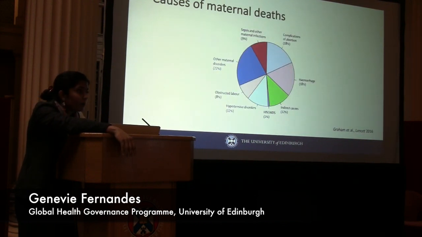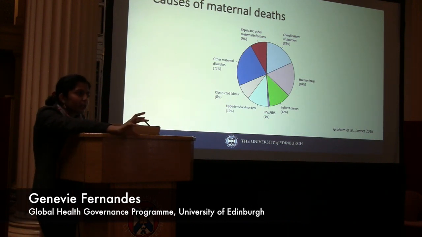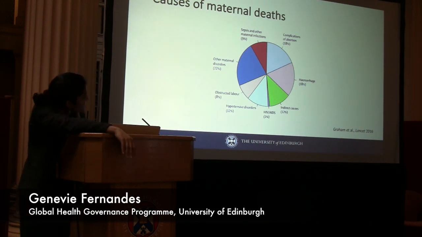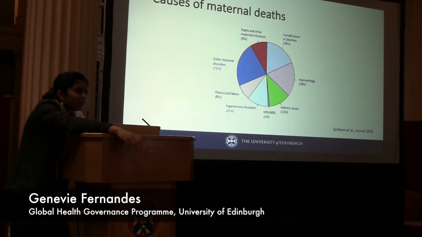Why are women dying during childbirth? Hemorrhage contributes to at least 18%. So a lot of women die during childbirth. A lot of these deaths are preventable if women receive timely obstetric care. And we can also see indirect causes. Any idea what indirect causes could be?